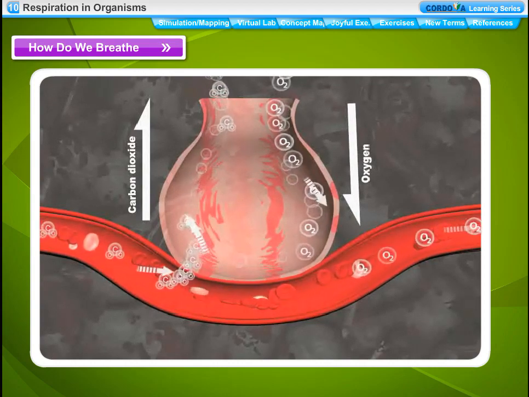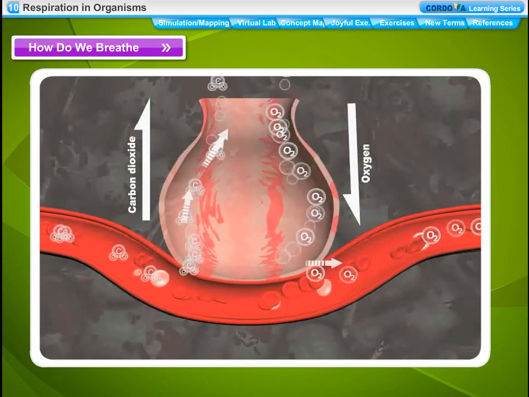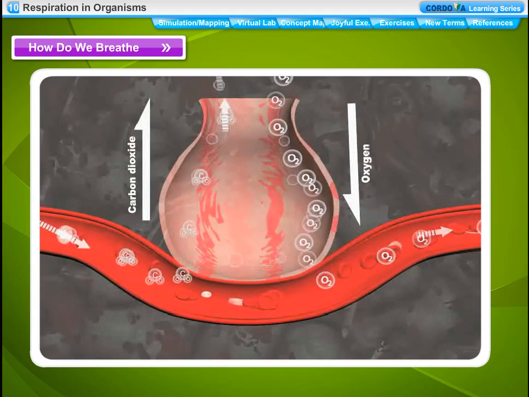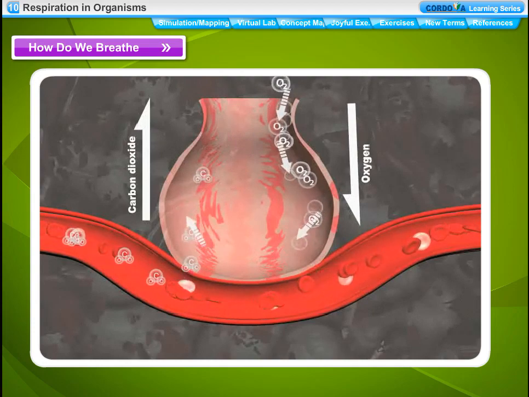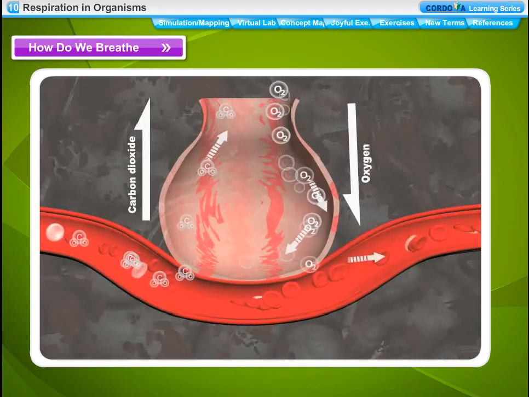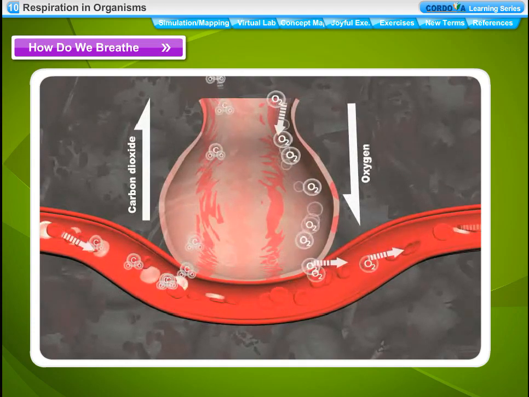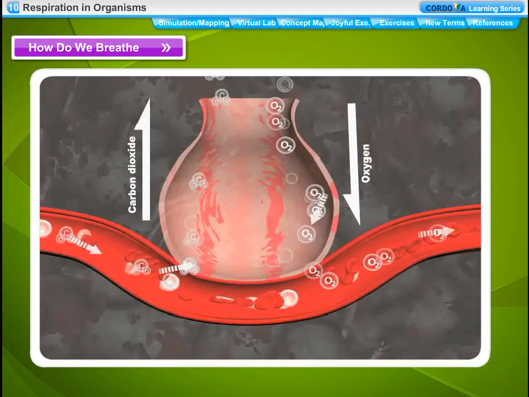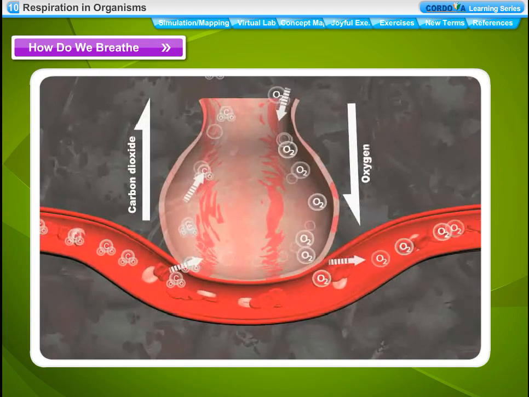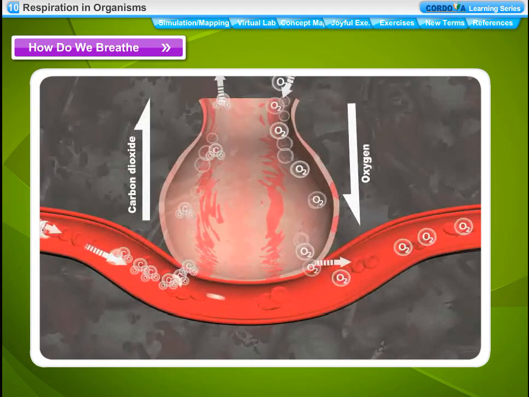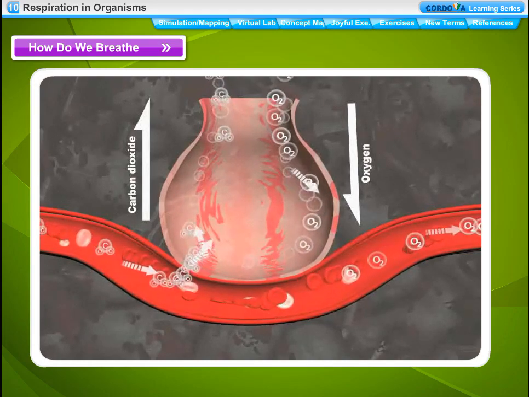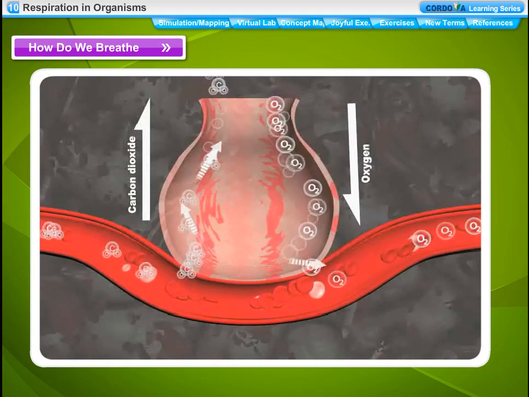Similarly, the carbon dioxide produced by the breakdown of food during respiration enters into blood. Blood carries carbon dioxide to the alveoli in the lungs. From the lungs, carbon dioxide is removed with the air we breathe out. In this way, exchange of gases takes place in the alveolus.